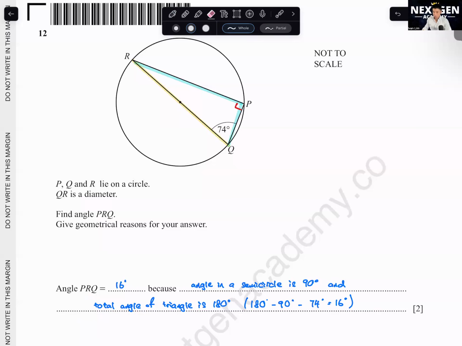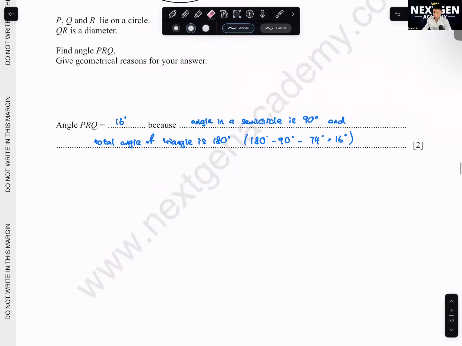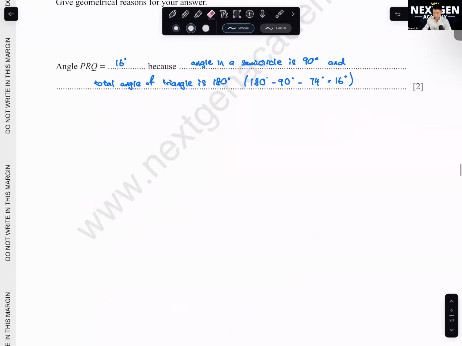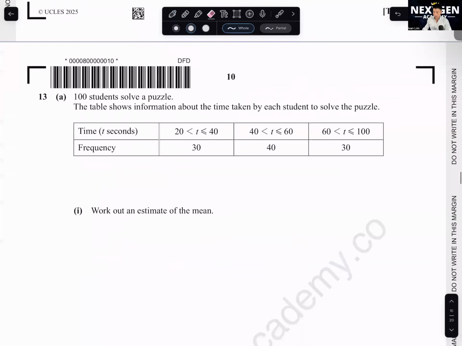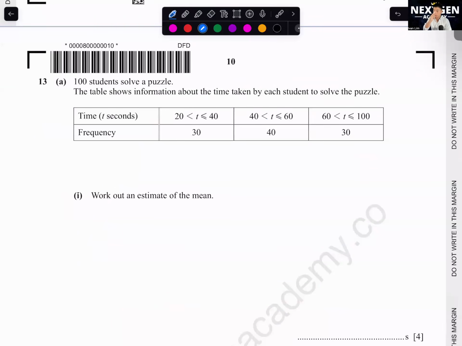Okay, let's go to question 13. Do we need to memorize all circle theorems? Yes. Go and memorize. Teacher gave you all the list already. Go and memorize all of it. Number 13. 100 students solve a puzzle. The table shows the time taken by each student to solve the puzzle. Work out an estimate of the mean.